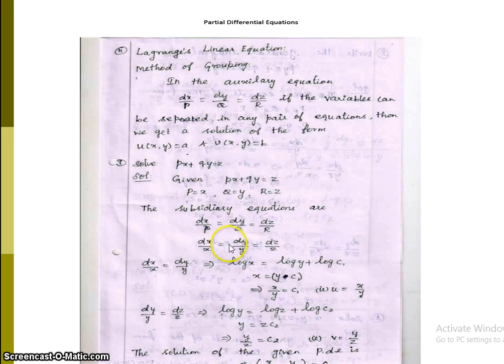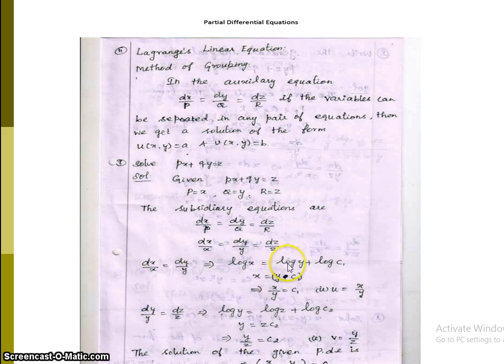So the substitute equation is dx by P equal to dy by Q equal to dz by R. So replace the P, Q, R values with x, y, z. How to identify: px, so this is P; qy, this is Q; then R means we can take z here. So replace the values. First I take the first two equations, dx by x equal to dy by y.